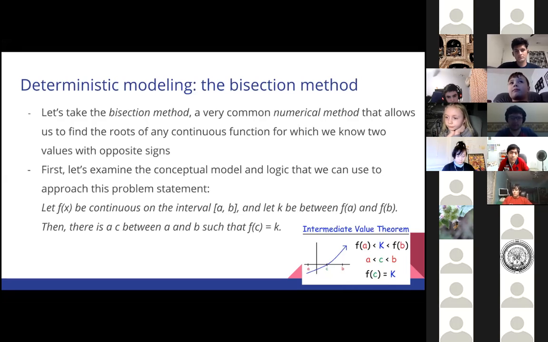Let f of x be continuous on the interval [a, b] inclusive, and let k be between f of a and f of b. Then there is a c between a and b such that f of c equals k. It's on the slide, but does anyone know what this is called? This very important fact. I wonder. It definitely doesn't say it on the slide to the bottom right or anything. Absolutely not. It's definitely not what it is. That's a completely unrelated image.